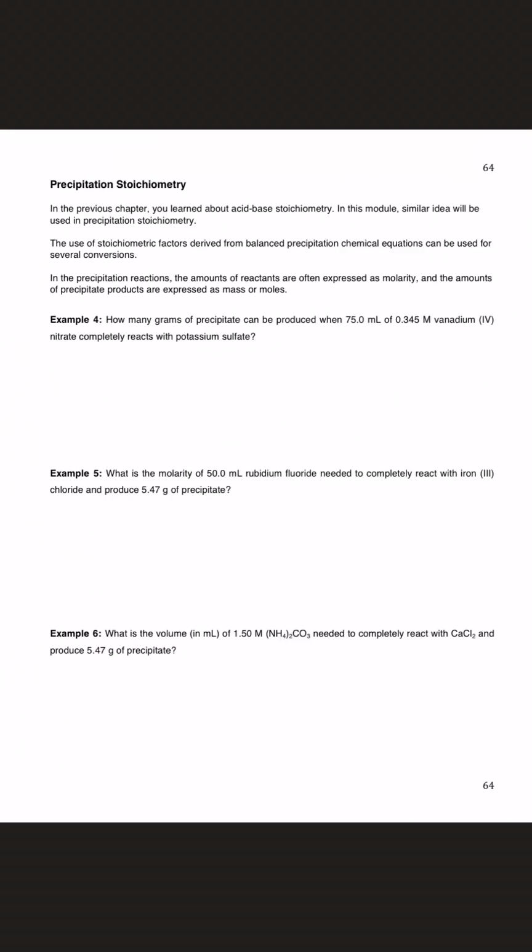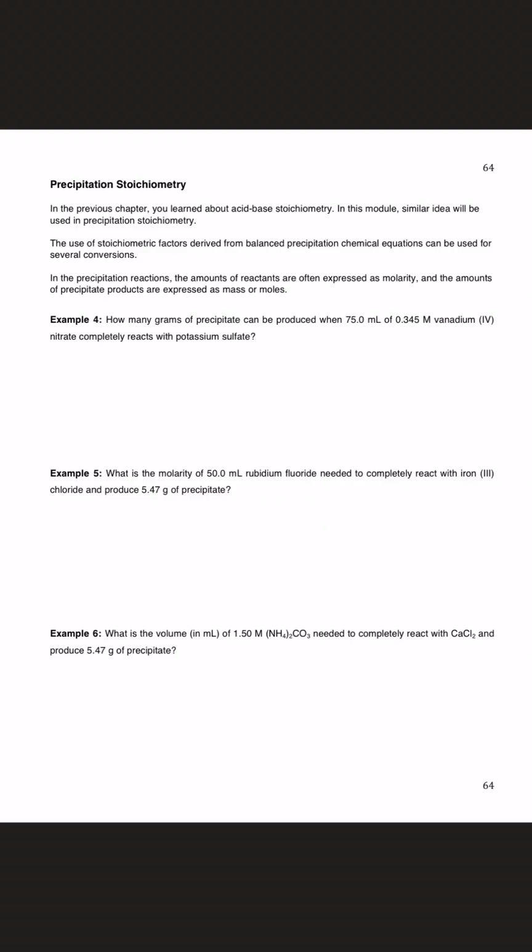Next, precipitation stoichiometry. Precipitation stoichiometry uses the same idea as the acid-base stoichiometry that we learned in the previous chapter. We are going to use the stoichiometric factor to help us derive the conversion between mole and mole, and help us find the grams of the precipitate, or find the volume or concentration of the solution needed for the reaction.